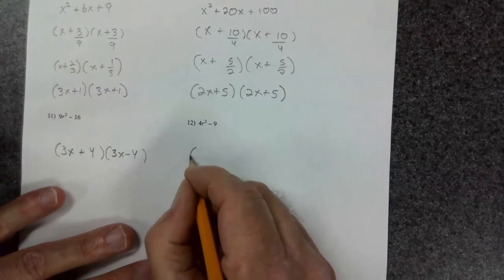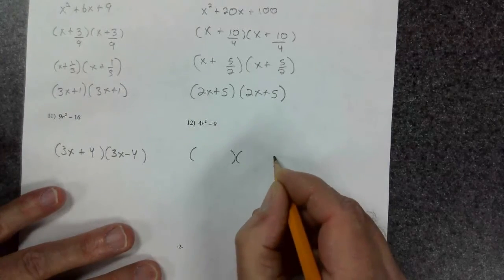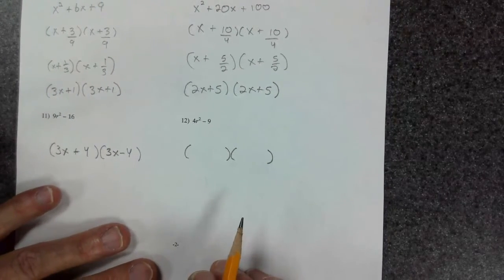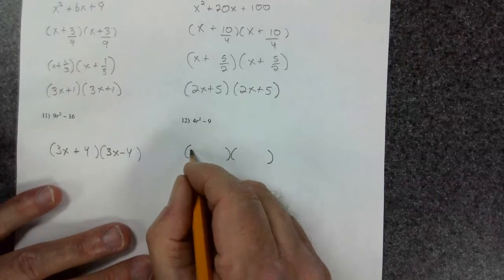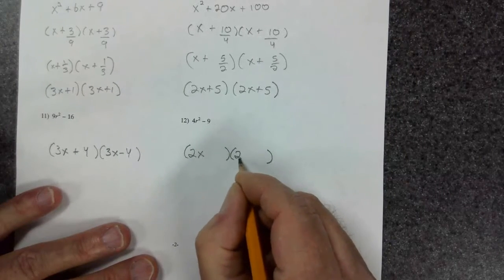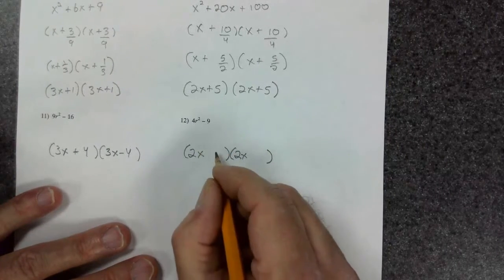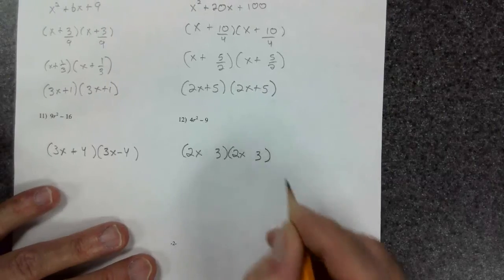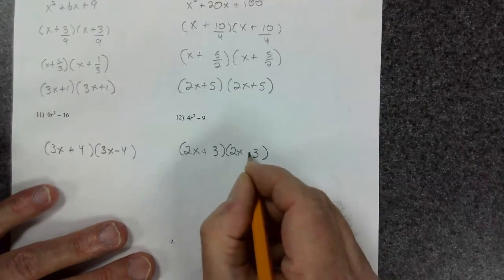Two terms. They're the difference between two squares. The square root of 4x squared is 2x. Put it here and here. The square root of 9 is 3. Put it here and here. One's a plus and one's a minus.